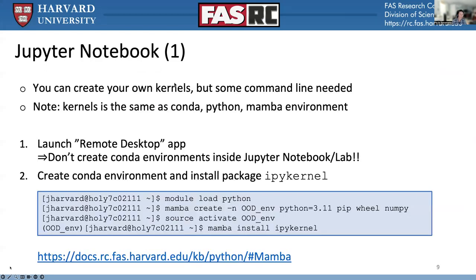All right, for Jupyter Notebook, you can create your own kernels, but you do need some command line. A kernel is the same as a Conda or a Python or a Mamba environment. So you first create the Mamba or Conda environment, and then you can load it as a kernel in your Jupyter Notebook. How you do it: you first launch a remote desktop app. Please do not create Conda environments inside the Jupyter Notebook terminal, because that's not going to work. So you do have to launch a remote desktop app.